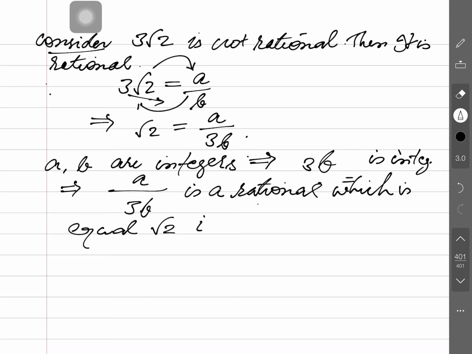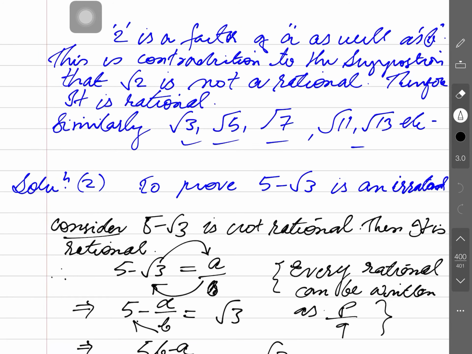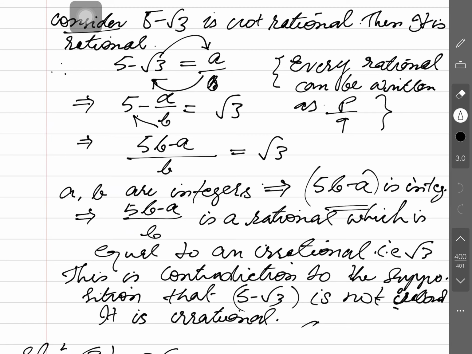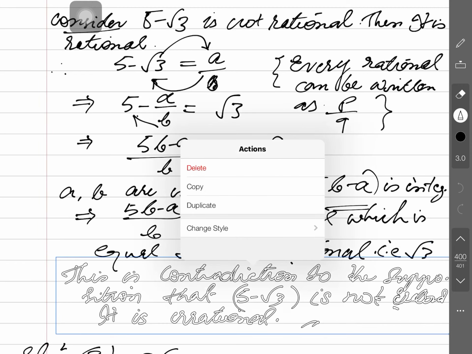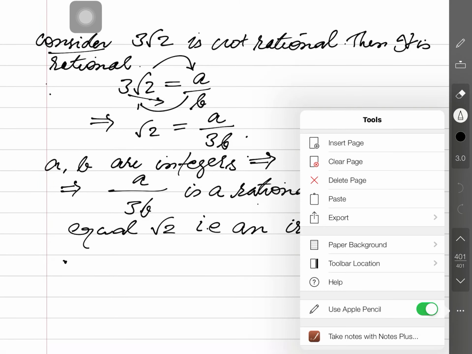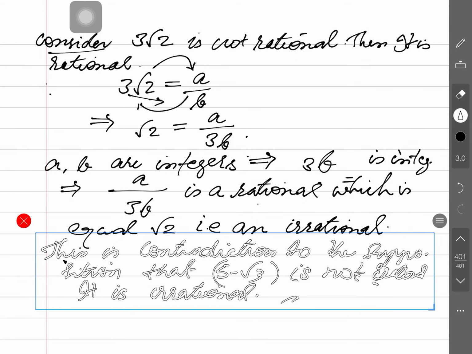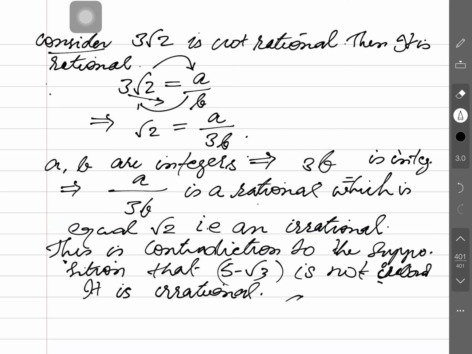root 2. Root 2 is what? An irrational. So, it is a contradiction to the supposition. Go back again. It is a contradiction to the supposition. What contradiction did you make here? This is a contradiction to the supposition that 3 root 2 is not irrational. So, it is irrational.